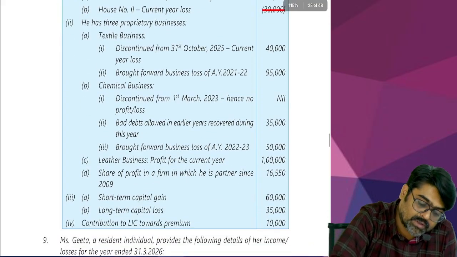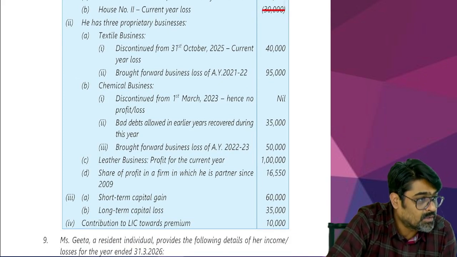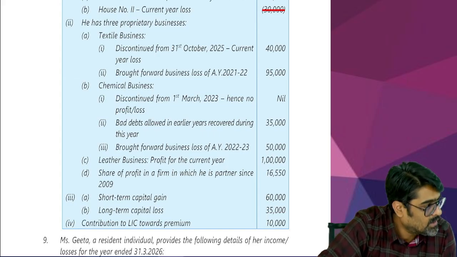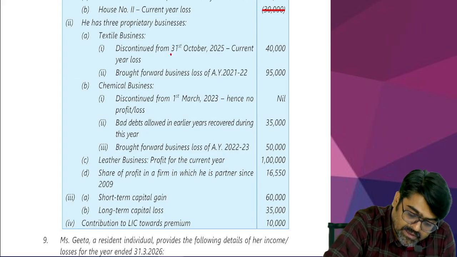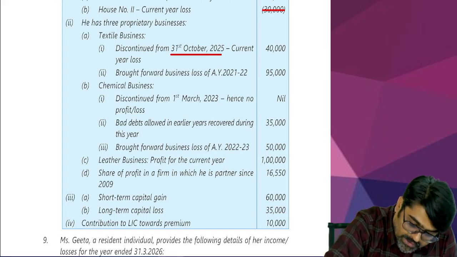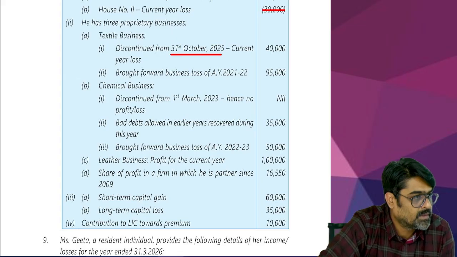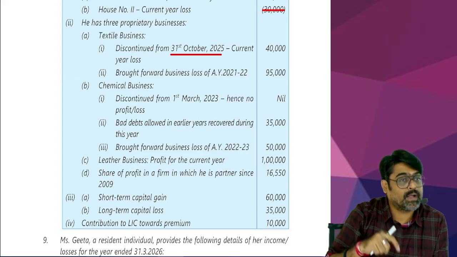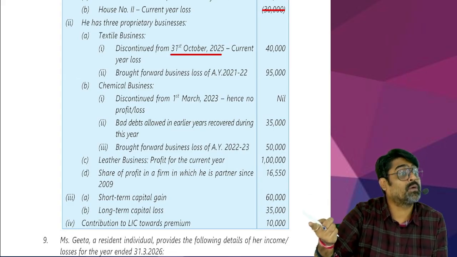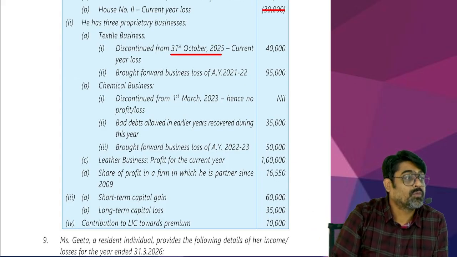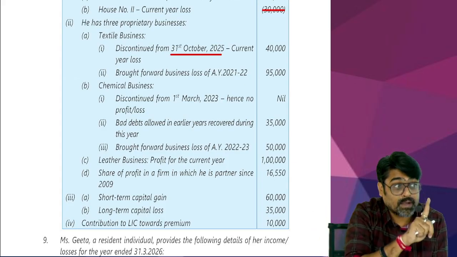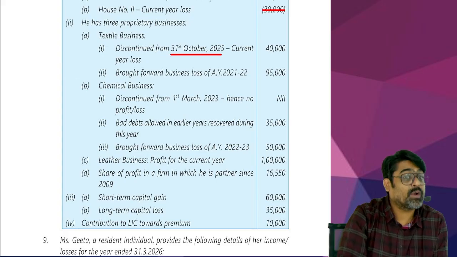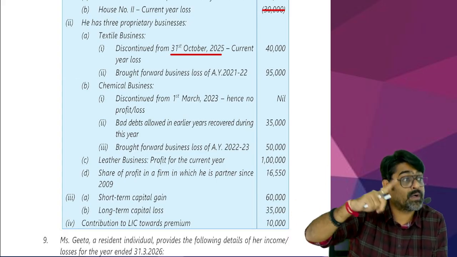Done. Now he has 3 businesses. 3 sole proprietary businesses. One is textile business, second one is chemical business, and third one is leather business. See, textile business he has discontinued in this year only. So current year there is a loss of 40,000. Now see, if business income is there for this year, and you have the option to set off current year business loss, and you have the option to set off the brought forward business loss, which will be the first preference? Current year business loss first. Current year other losses first. And then whatever profits remain, from that profit set off brought forward business loss.